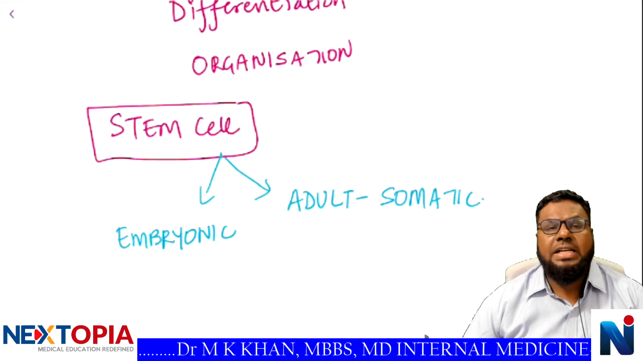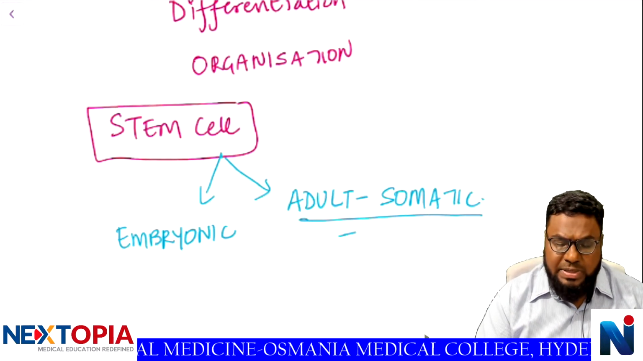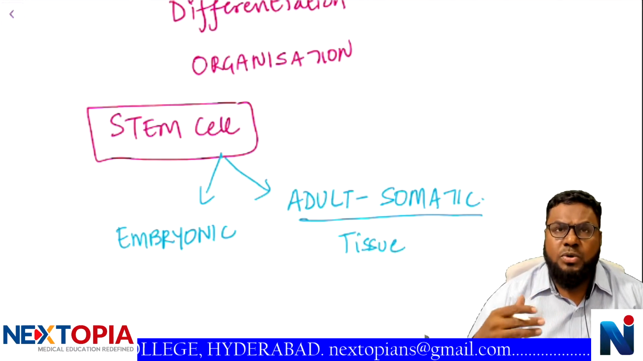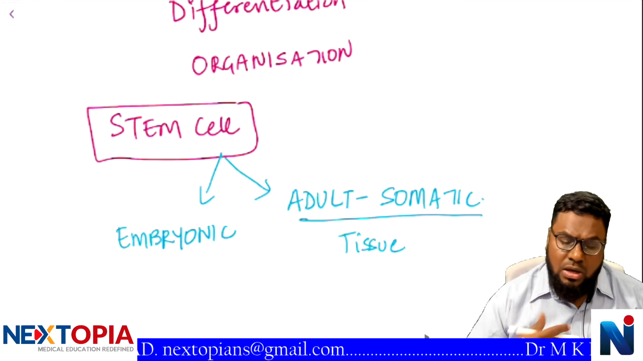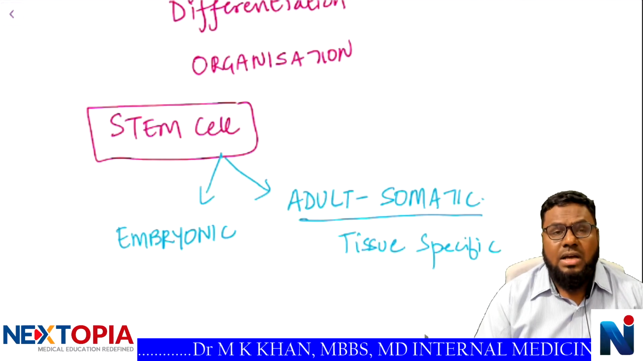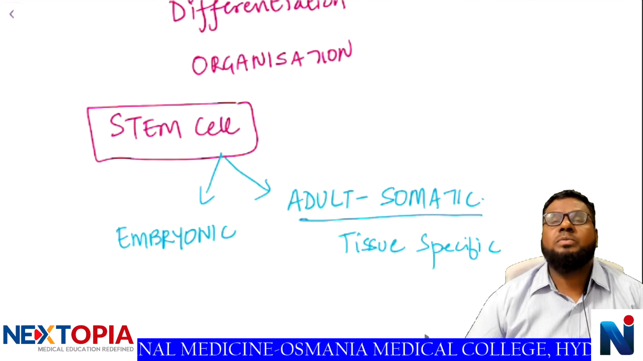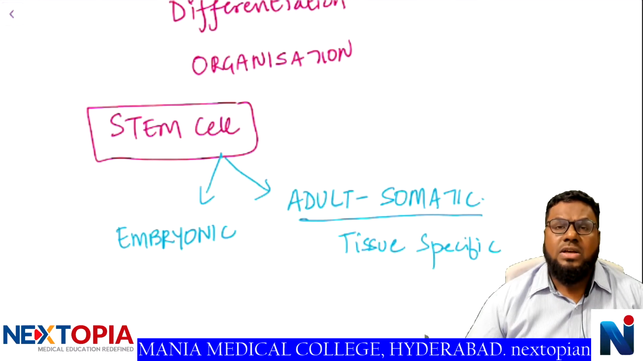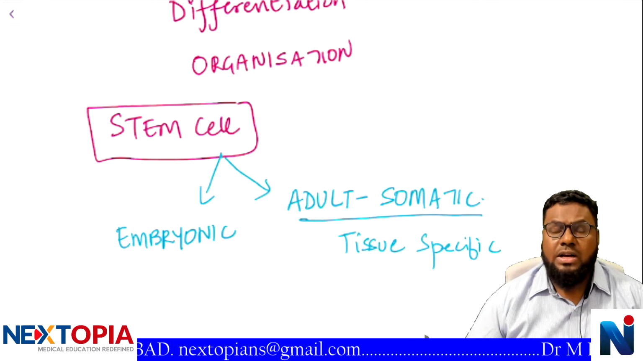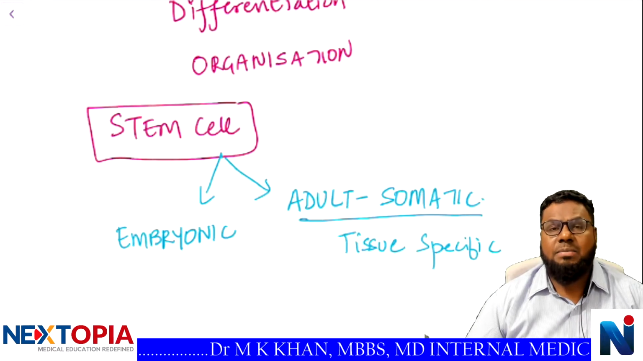What are the important properties of adult or somatic stem cells? They are tissue specific. For example, stem cells present in the bone marrow are specific to produce blood cells. They are very limited, and they remain throughout the life of an individual. In some people who have genetic disorders, we can give stem cell therapy, which will cause regeneration or replacement of the deficient cells and treatment of blood disorders. This is the clinical application of stem cells.